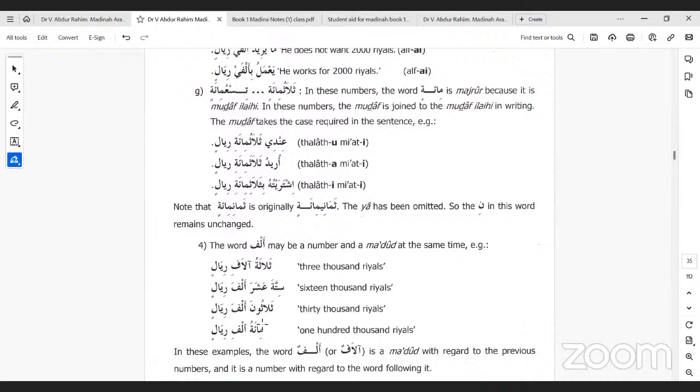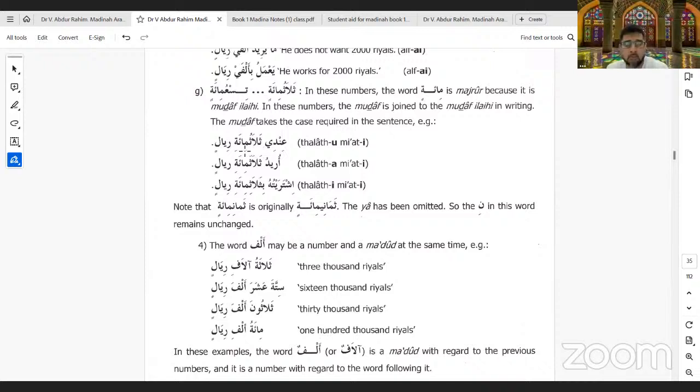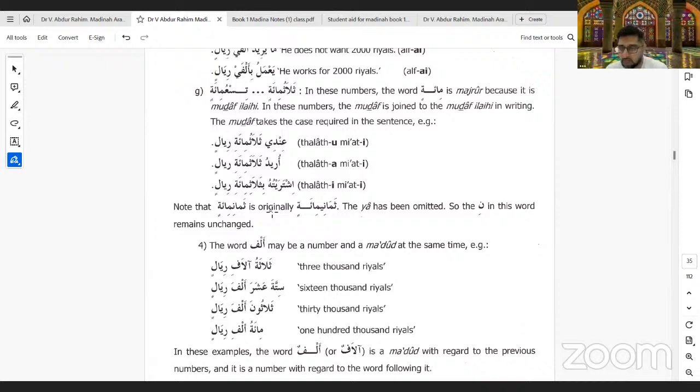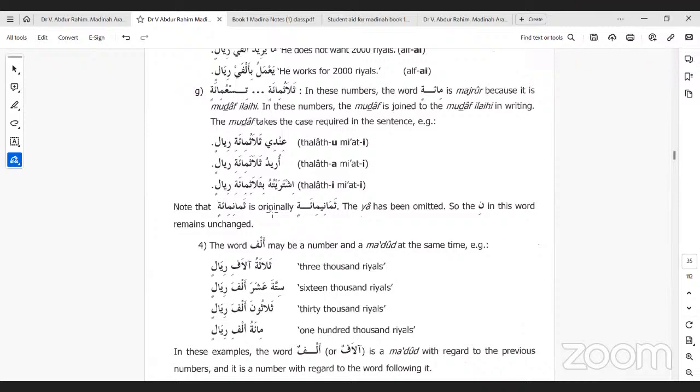How are the mudaf and mudaf ilayhi joined here? So here, thalathu mi'ati. This is the mudaf. In these numbers, the mi'ah is majrur because it is mudaf ilayhi. Normally mi'ah is 100, but it's joined together. And riyalin is also mudaf ilayhi. Yes, so it's a double mudaf ilayhi. Lastly, note that samani miyatin is originally samani miyatin. The ya has been omitted, so the ni in this word remains unchanged.